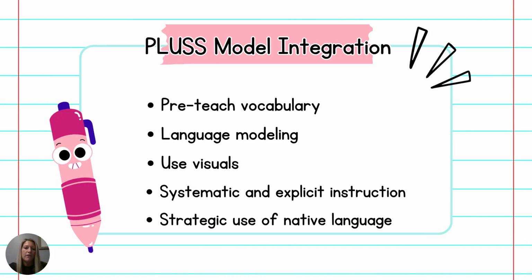The next thing that can be beneficial for our English language learners would be the PLUS model, integrating that. So that stands for pre-teaching vocabulary. We want to make sure that we're doing that. Language modeling. Modeling is so important for these students. Using visuals is always very important for them. Next is the systematic and explicit instruction. We want to make sure that we are always doing that. And then lastly, we want to make sure that we're having strategic use of the native language. And this model ensures that these students can access spelling lessons effectively.